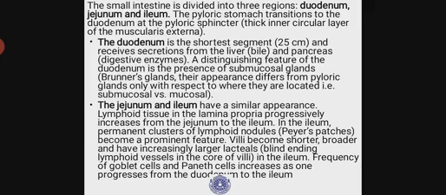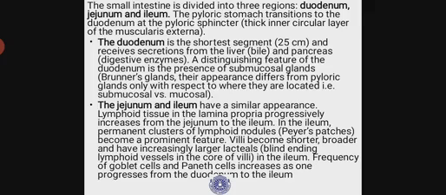The next parts are the jejunum and the ileum. They have a similar appearance, and the lymphoid tissue in the lamina propria progressively increases from the jejunum to the ileum. In the ileum, permanent clusters of lymphoid nodules called Peyer's patches become a prominent feature. So in the jejunum and ileum, we come across abundant Peyer's patches, which are less dense in the case of the duodenum. Villi become shorter here and broader and have increasingly larger lacteals.